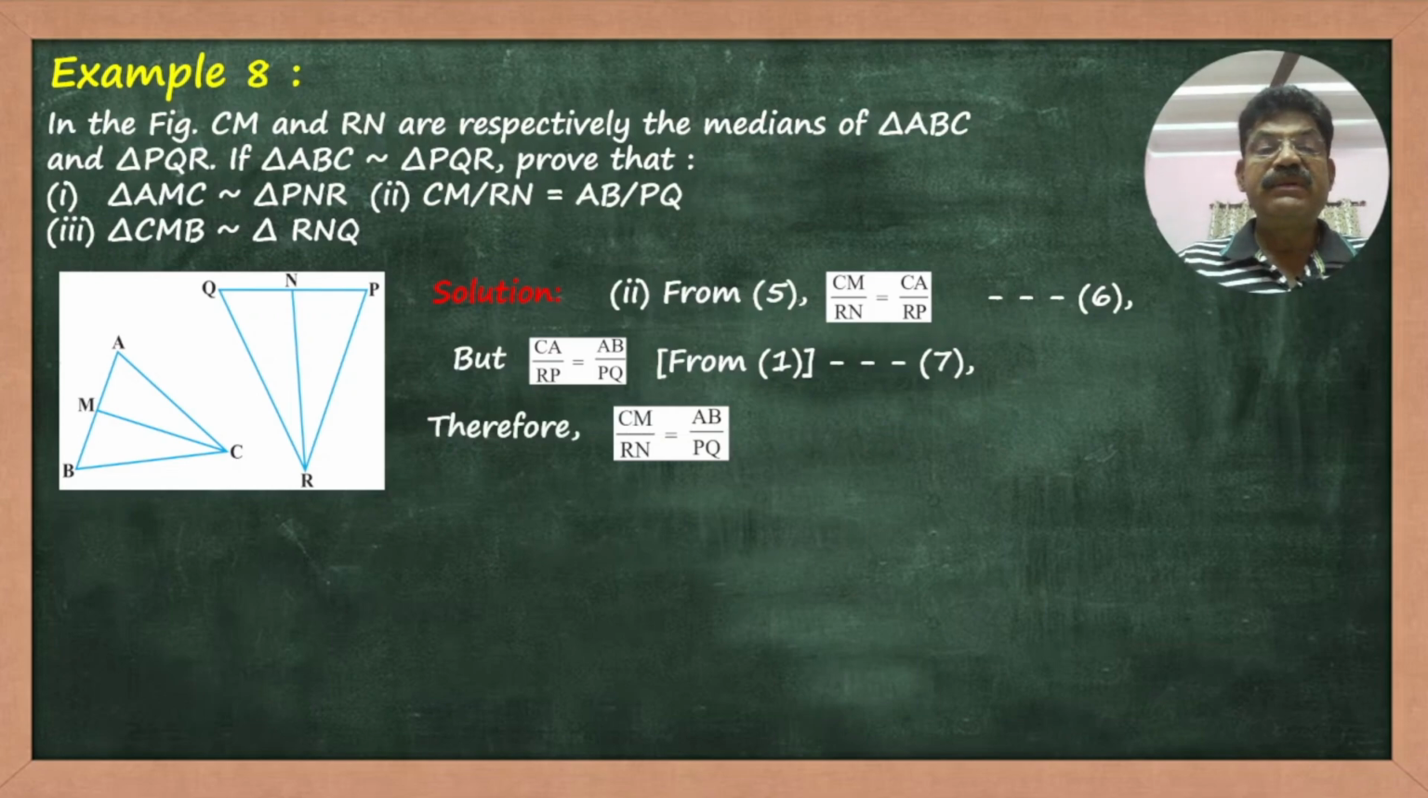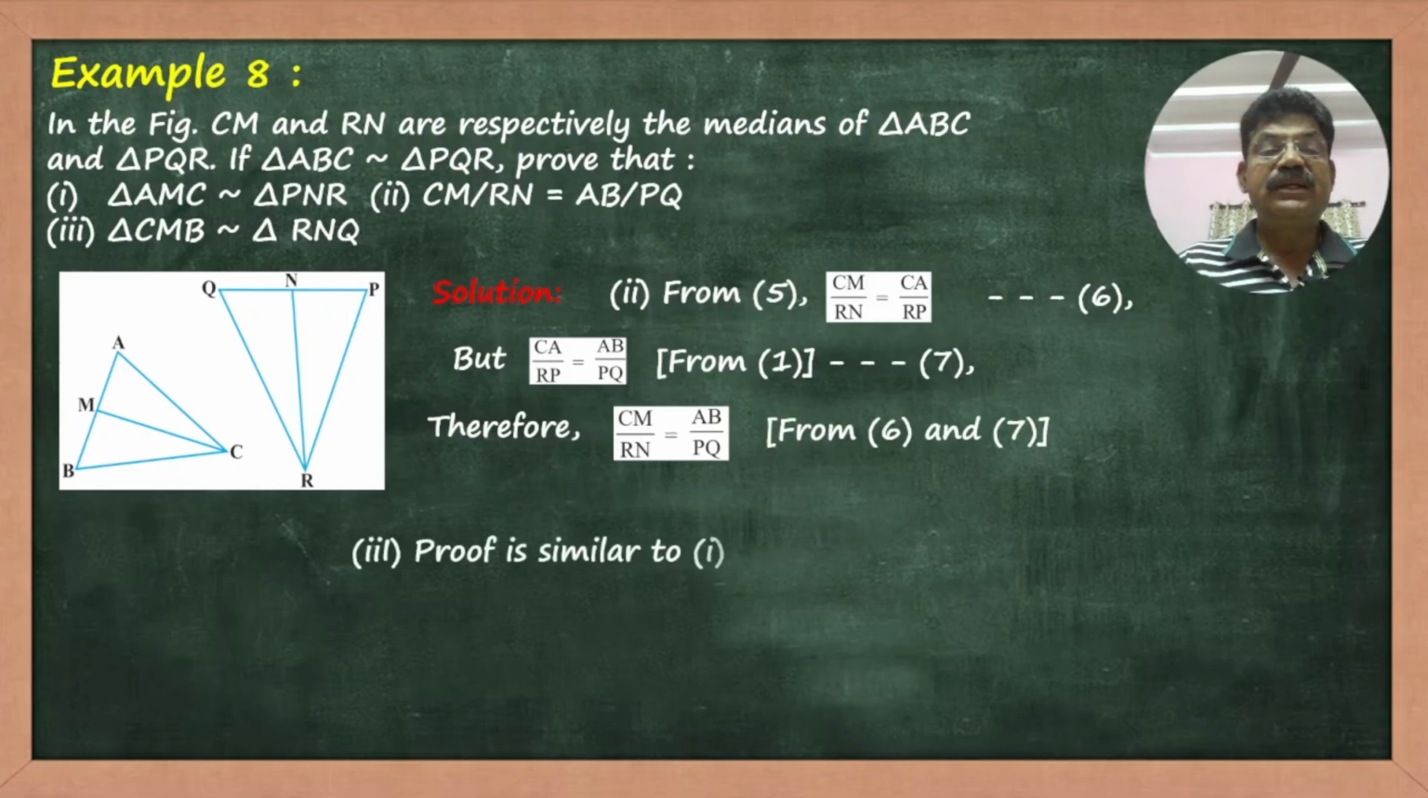Therefore, CM divided by RN is equal to AB divided by PQ. That is the required result. Now, the third question is similar to the first, therefore you can easily prove it. Now we move on to exercise 6.3.